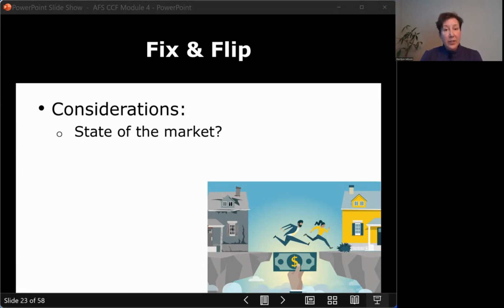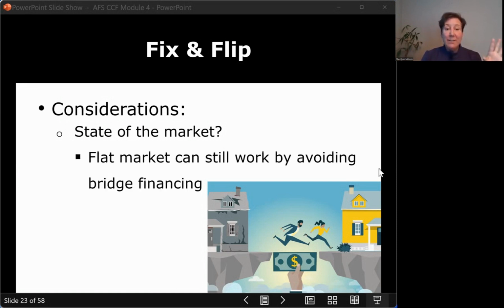Considerations here are, first of all, the state of the market. Of course, if the market is rising, it is often a good time to do a fix and flip. But with agreement for sale, it can also work in a fairly flat market because we're avoiding expensive bridge financing.